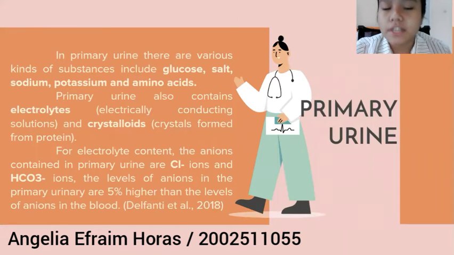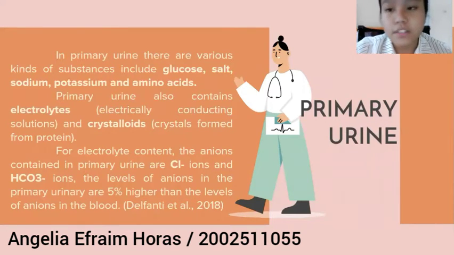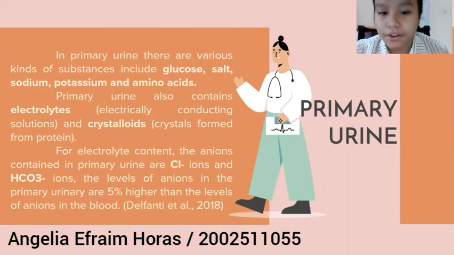In primary urine, there are various kinds of substances, including glucose, salt, sodium, potassium, and amino acids. Primary urine also contains electrolytes and crystalloids. Electrolytes in primary urine include chlorine and bicarbonate. The level of anions in the primary urine is 5% higher than the level of anions in the blood.